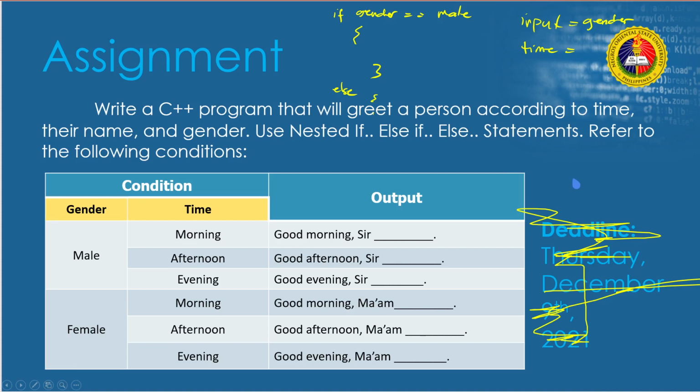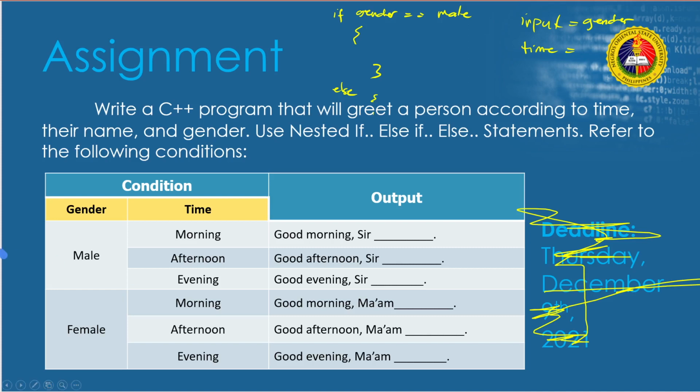Ang nested, sir, ano isang po? Time. So, this would be your katong if and else. Gender, male or female, and then nested ang time. So may tabuan na sir ang male mahimo siyang if, then else if ang female.